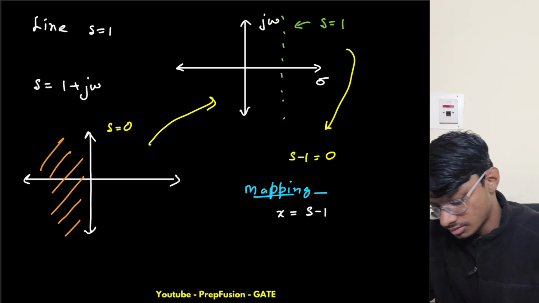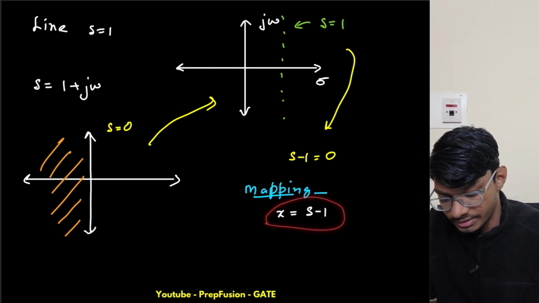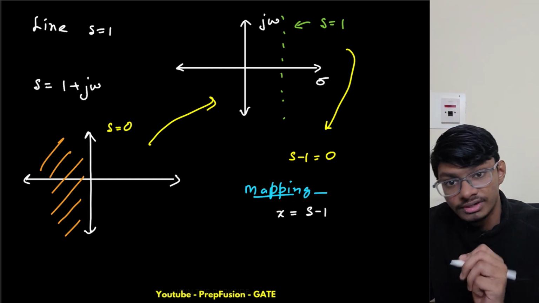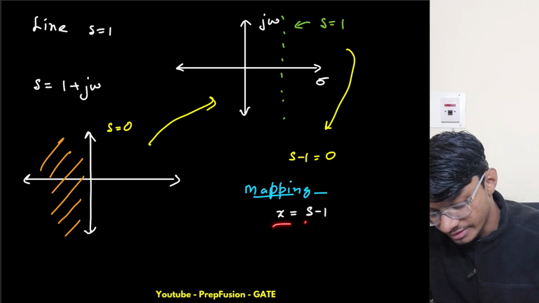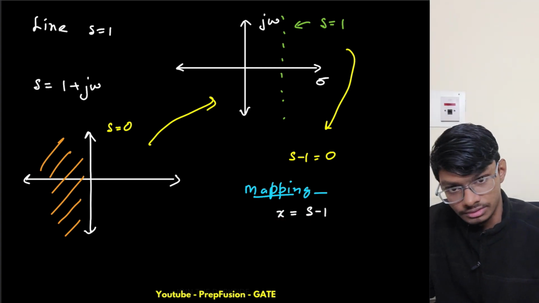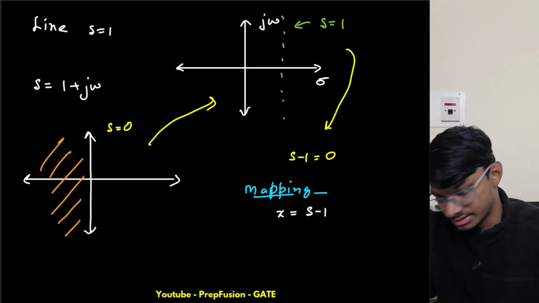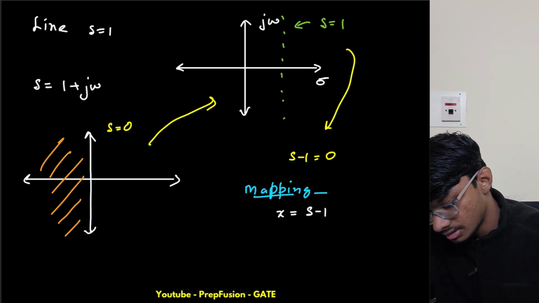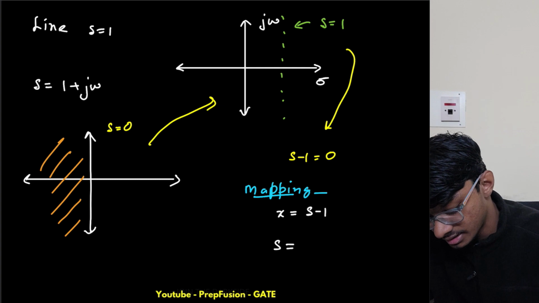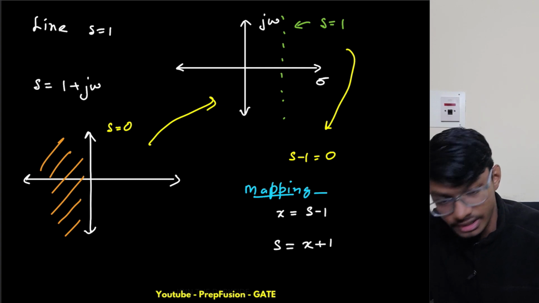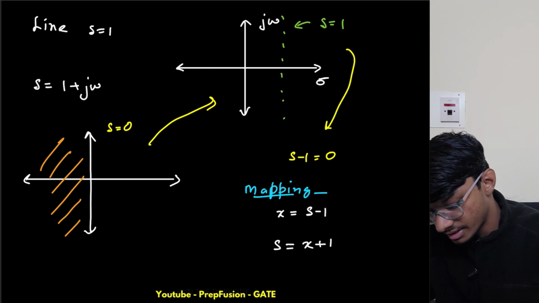Let's see. So I will map x equal to s minus 1. So if x equals s minus 1, then what is s equal to? If I put s equals 1, I will get 0 over here, okay. So this is around the j omega axis. So s in terms of x is, s equals x plus 1. So I know s equals x plus 1.